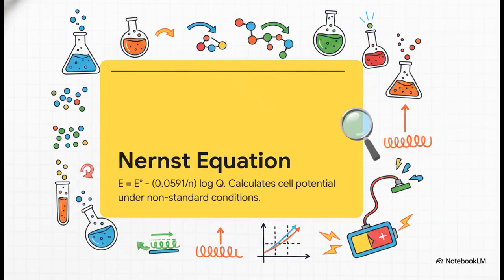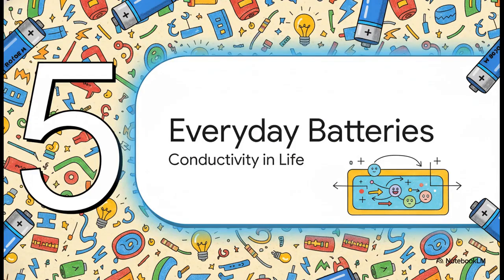But Bachon, we have to remember that real life is not lived in a textbook's standard conditions. Pressures change, concentrations change, and that is exactly why we need the Nernst equation. E equals E naught minus 0.0591 divided by n times log Q. We use this incredibly powerful formula to calculate the cell potential under real-world, non-standard conditions, adjusting for exactly how much the concentration has shifted.